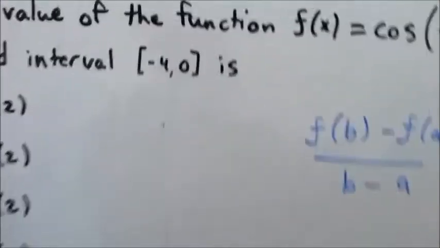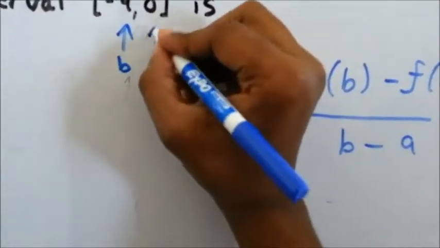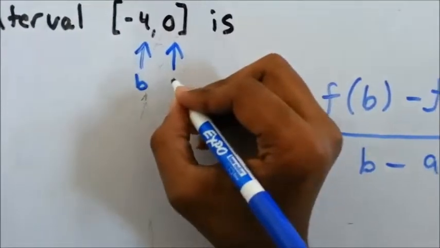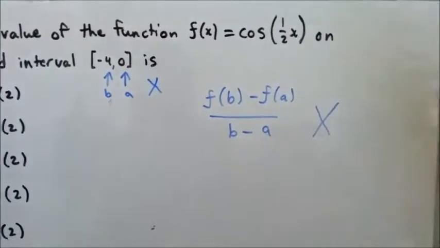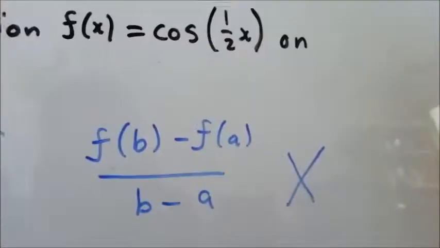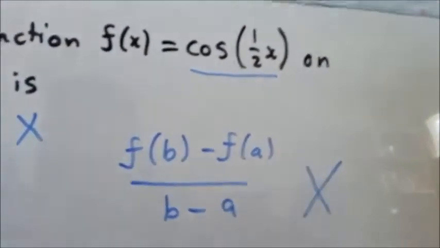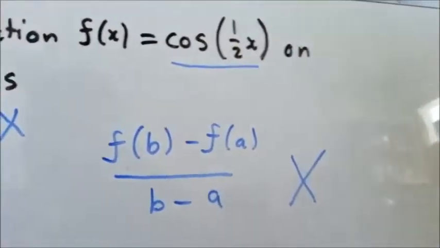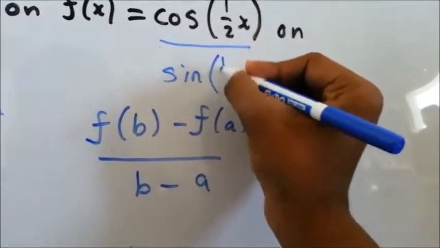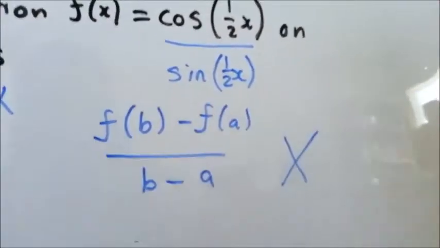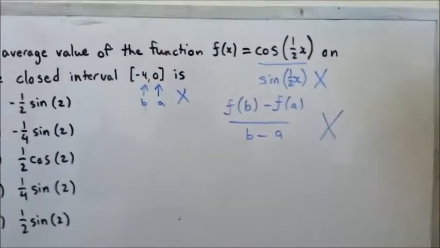Another error that many students make is flipping the intervals. Let's say they assign -4 to B and 0 to A. That's also wrong. Then there's also the problem of anti-deriving. This happens to a lot of students, including me. When you try to anti-derive cosine half x, some students get the answer of sine of half x, forgetting that you have to account for the chain rule. So yeah, try to avoid these errors as much as possible.